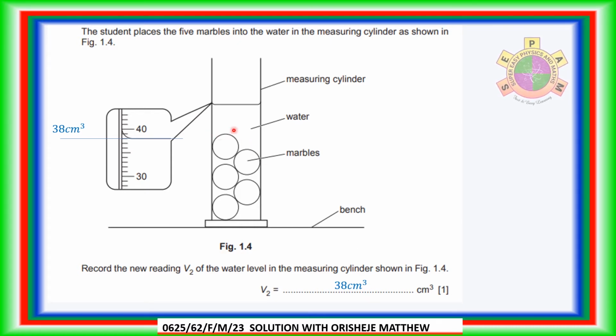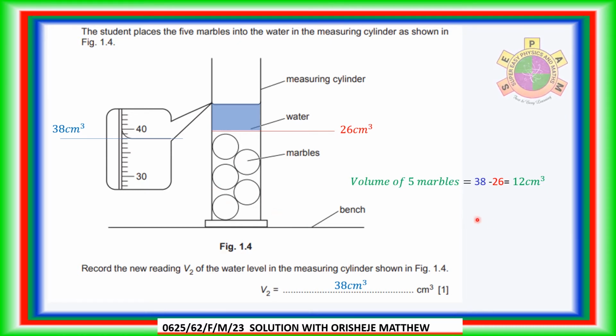So let's just explain what happened. We are using the displacement method to find the volume of the marble. The initial volume was 26 when there was no marble inside. The initial volume of the water in the cylinder was 26 cm cube. Then when he added the 5 pieces of marble, the volume rose to 38 cm cube. So from there, this is the increase. For you to know the volume of the marble, all you need to do is subtract it. That is about 12 cm cube for 5 pieces of marble.